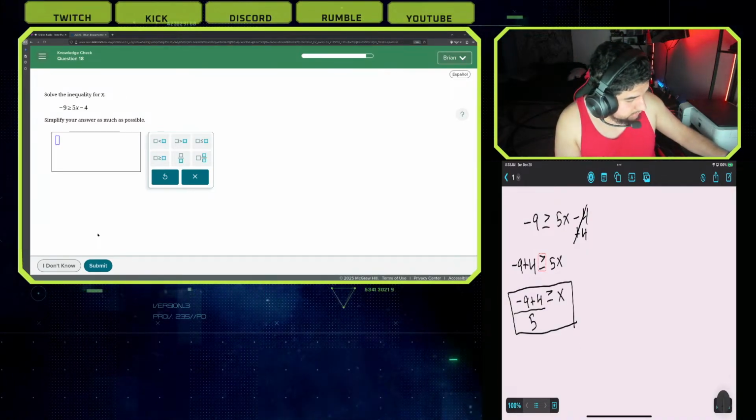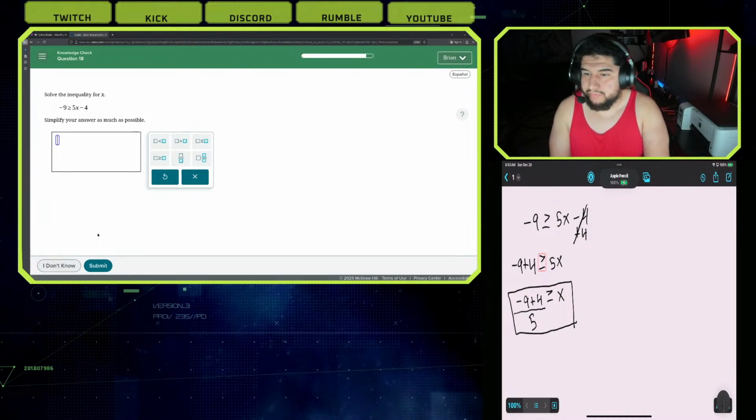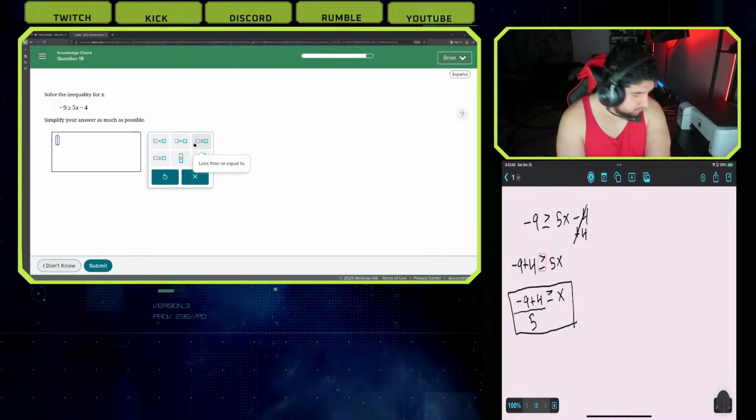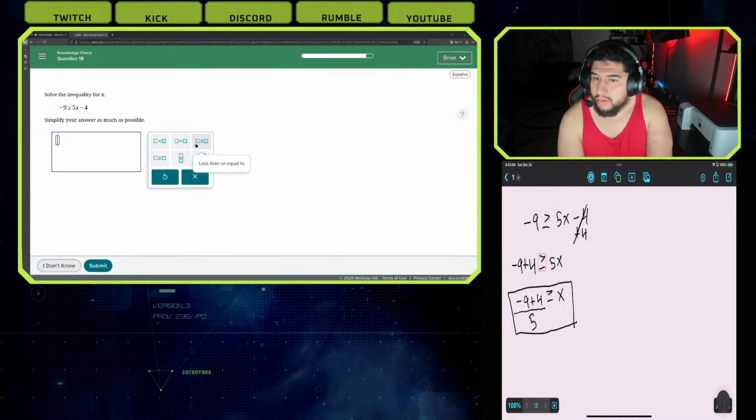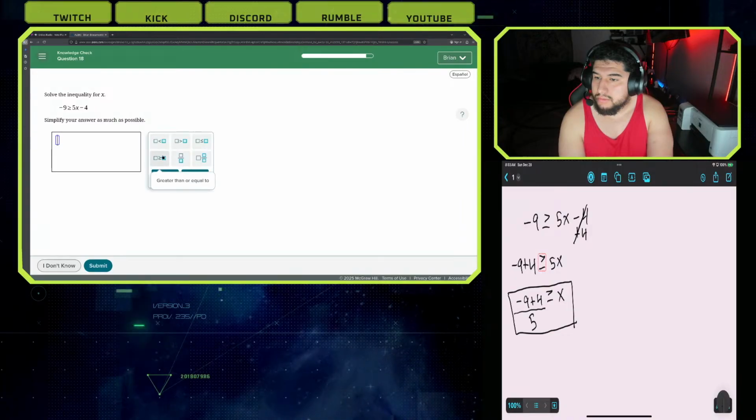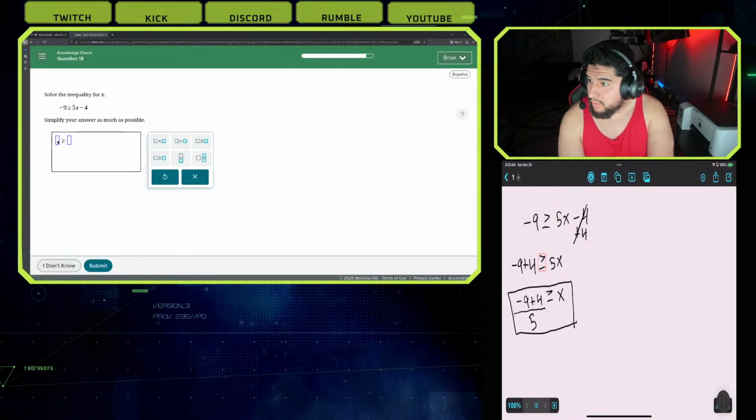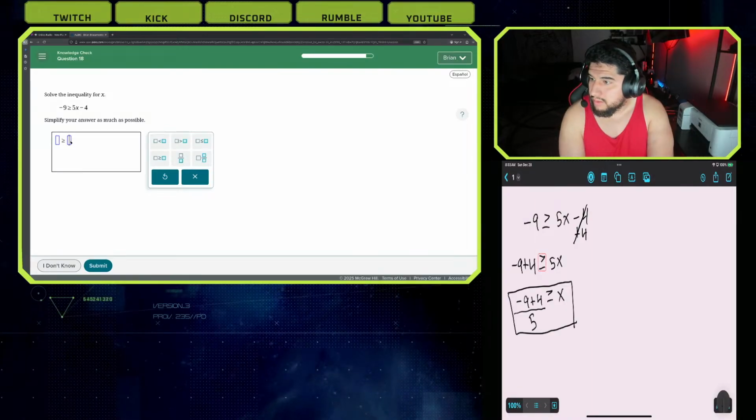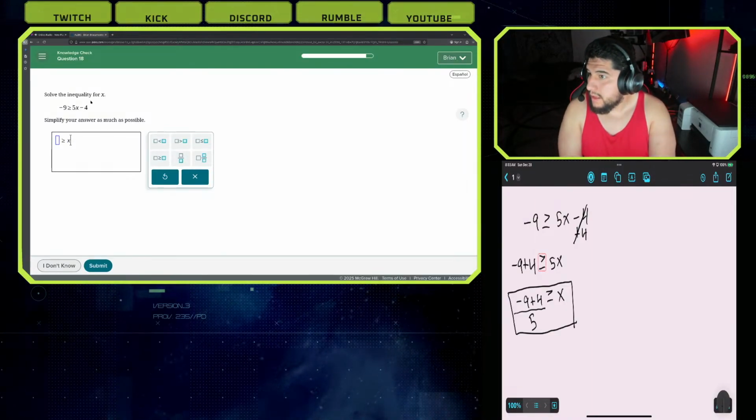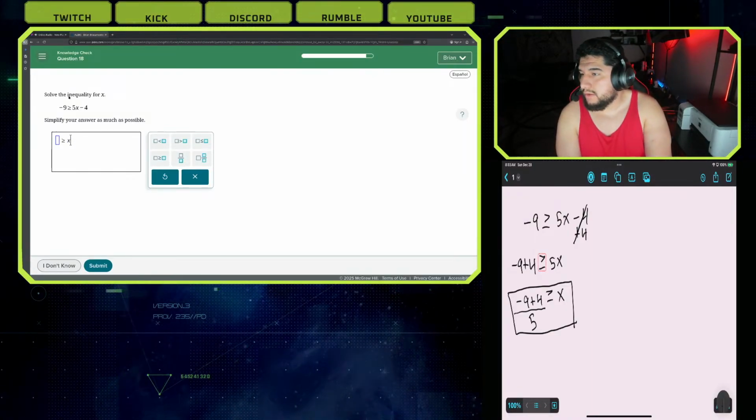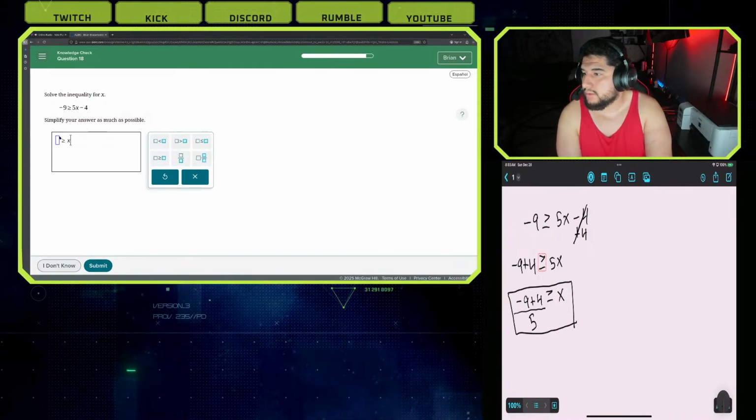And that's what we're going to type here. So we're going to look for one that looks like that. So it's greater than or equal to, greater than or equal to, and then right here we're going to put x, because we're solving the inequality for x.